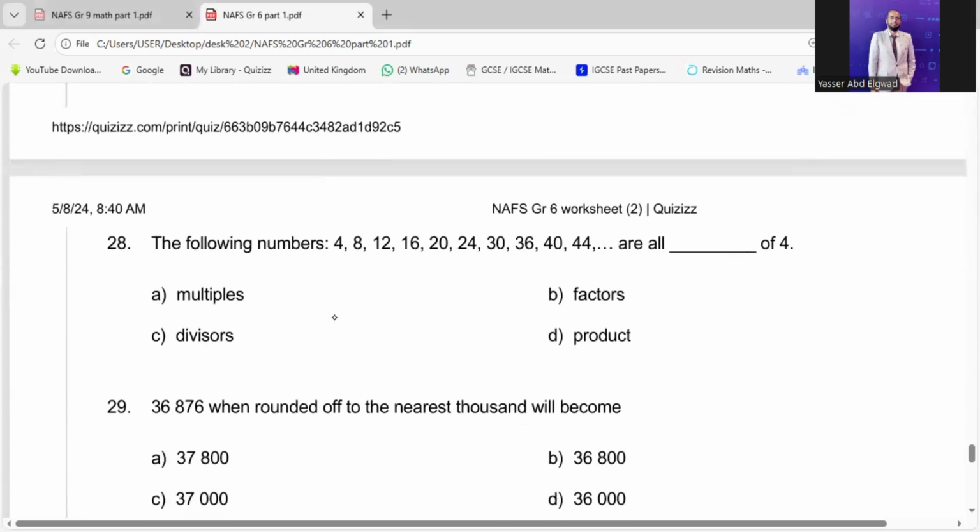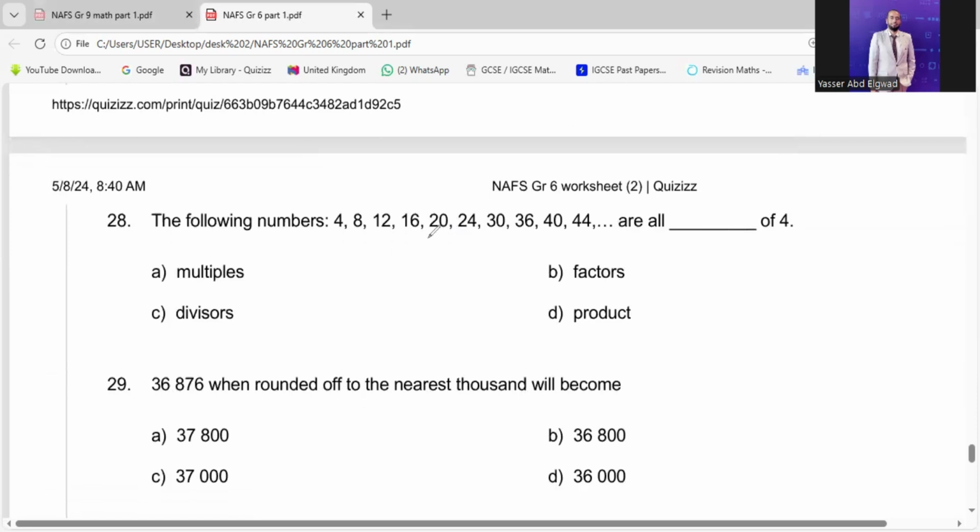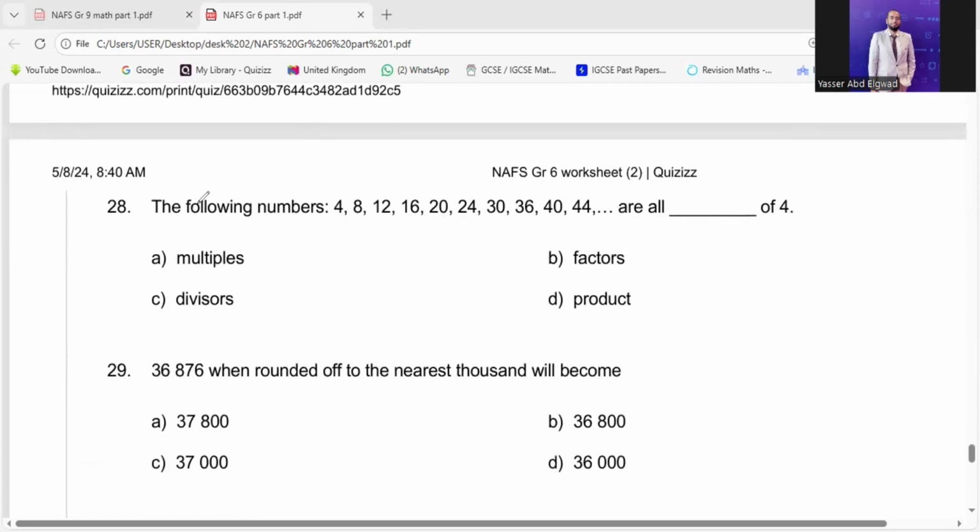The following numbers: 4, 8, 12, 16, 20, and so on. All are multiples of 4. Here the options are multiples, factors, divisors or product. If you add 4 to 4 you get 8, and we are increasing by 4 each time. Each time we add 4, so these are multiples of 4.